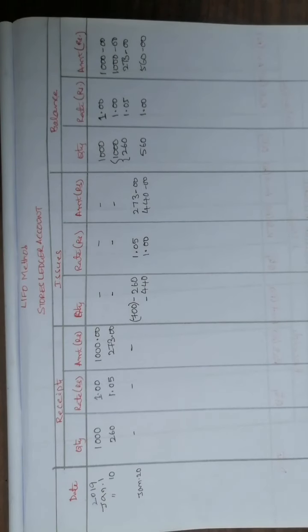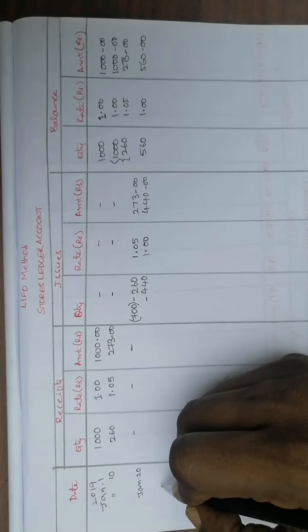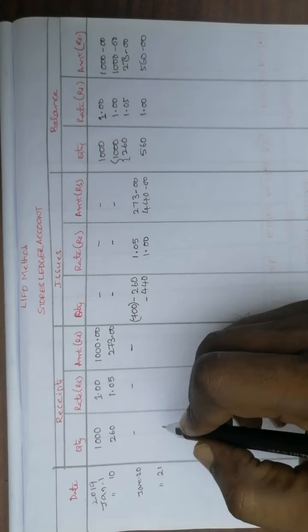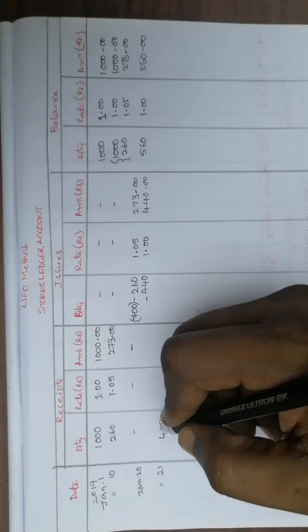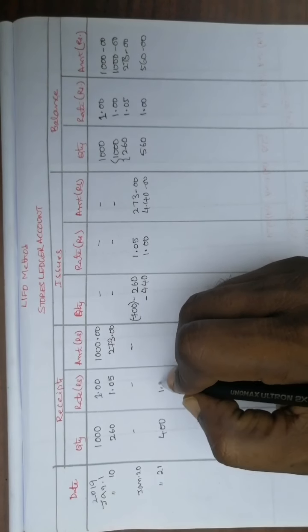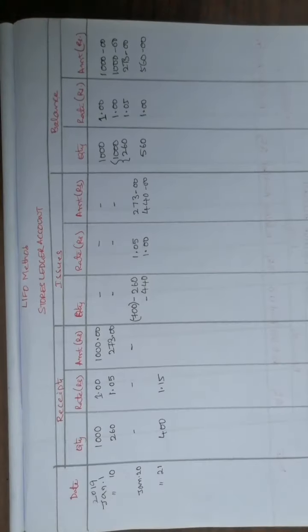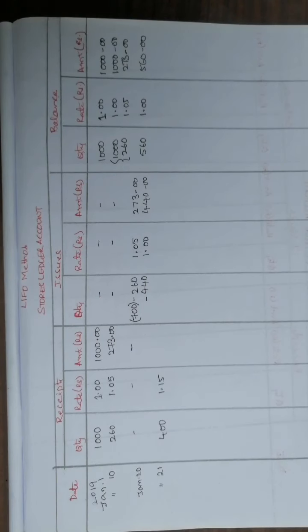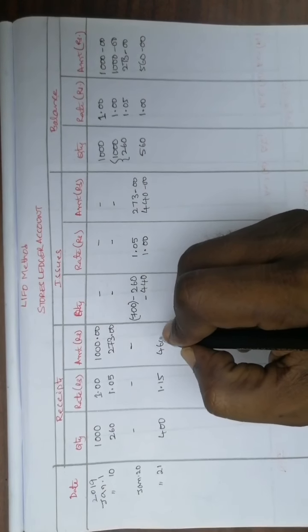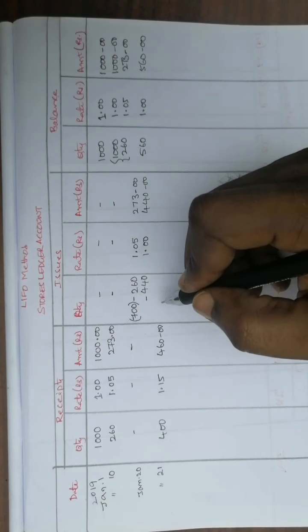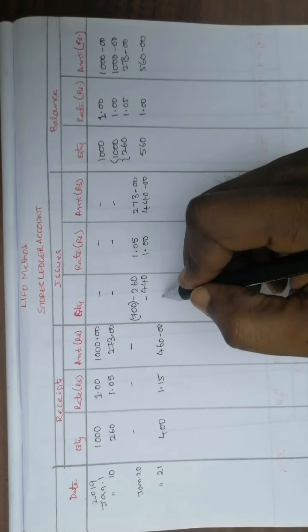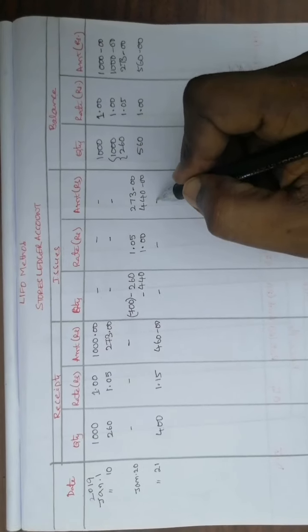After January 20, we have a transaction on January 21. On January 21, 400 units were received, purchased at the rate of 1 rupee 15 paisa. So 1 rupee 15 paisa multiplied by 400 units, you will get 460. Make use of a calculator and confirm the values. Now no issues on this day.